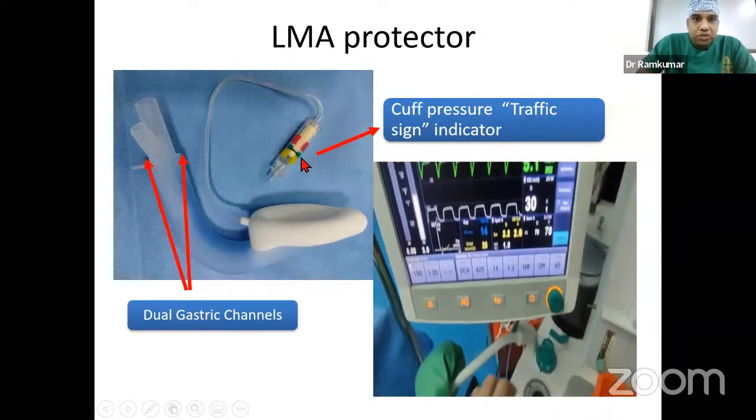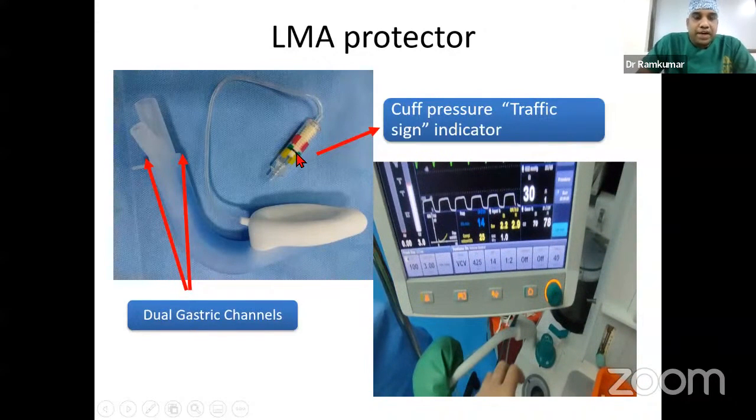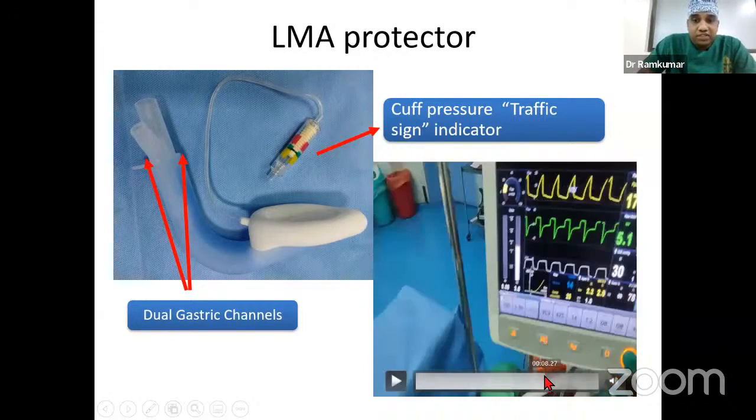It has color markings to indicate the pressure. If the cuff is inflated, it should ideally be in the range of green color, which is around 40 to 60 centimeters of water. If it goes to the red area, that means the cuff pressure has gone beyond 70 centimeters. That means you have to deflate it, especially when you start using nitrous oxide, you have to frequently assess this. That's the advantage of using this device, which has very good cuff pilot technology.